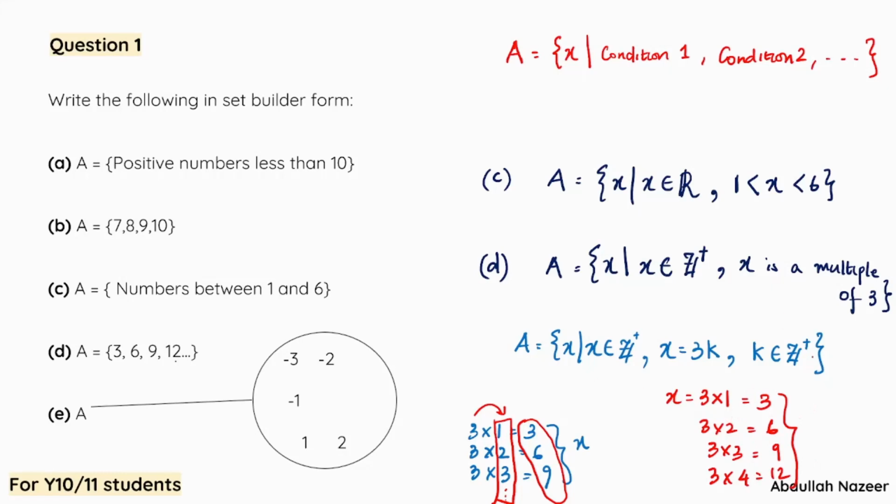So this way is also possible to write your set builder form. However, remember, if you're writing it this way, you don't need to mention the first part. The reason being, if you have defined k to be a positive integer, 3 times a positive integer will always be a positive integer. So you don't need to mention that extra here, right? You can just directly say A is x such that x is 3k, where k is a positive integer. I hope you understand the idea behind introducing k here.